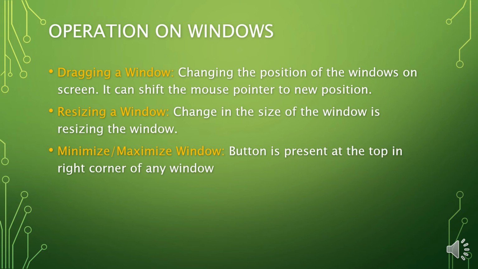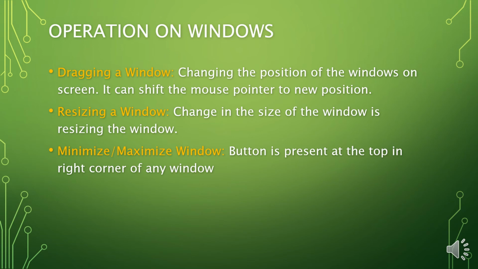The second operation is resizing. Making a change in the size of the window is called resizing the window. To do that, move the mouse pointer to the right or left side border of the window. Observe that the shape of the pointer changes to a left-right arrow.